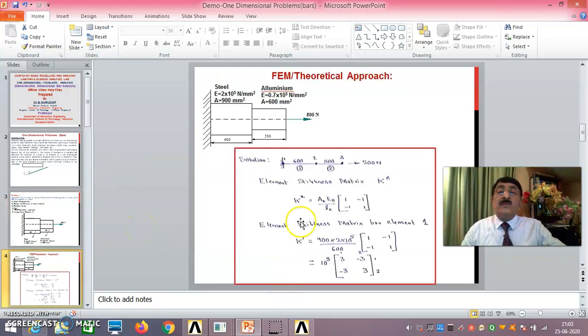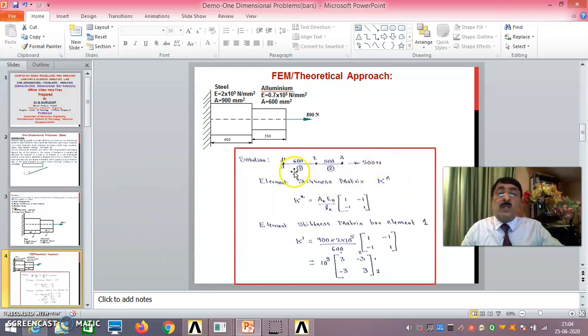Okay, now in that way we have come to this. See here, this is a simple problem. We'll do it by the theoretical approach. This is 600, this is 500, area 900, E is 2 into 10 to the power of 5, 500, 600, aluminum 0.7 into 10 to the power of 5. Now I can construct the FEM model of this. First element is 1 to 2, 600 long. 2 to 3 is the second element, that has 500 mm length. Element 1, element 2. And I have defined the nodes: node 1, node 2, node 3. This is enough. It is subjected to an axial load of 500 newtons. Okay, this you should know.